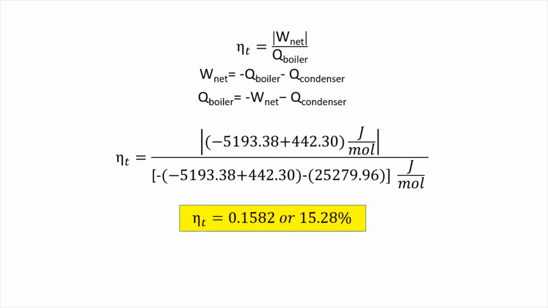Efficiency can be calculated by the absolute value of net work divided by Q boiler. The net work is the addition of the negative values of Q boiler and Q condenser. Thus, by rearranging, Q boiler can be obtained by adding the negative values of the net work and the Q condenser. And by plugging in our values, the resulting thermal efficiency is 15.28%.